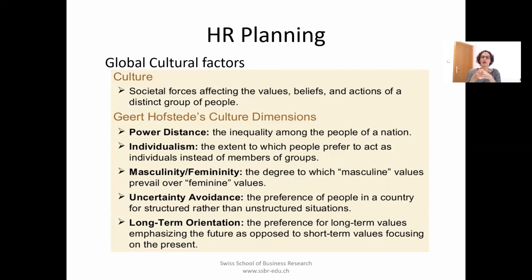Now, there are many theories that we can talk about, but basically for this class, we're going to talk about the cultural dimensions developed by Geert Hofstede, where he said that there are 5 different factors that we must bear in mind when we are working across different cultures. First, the power distance. This is basically within a given country, what is the inequality among people of a nation?